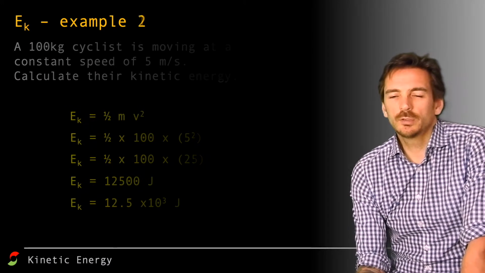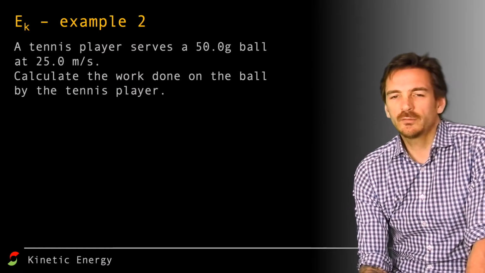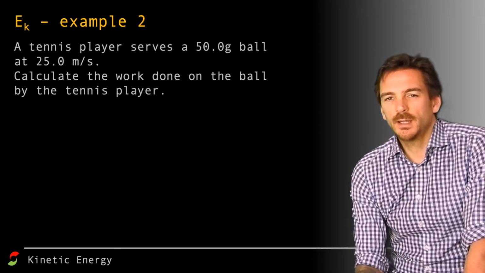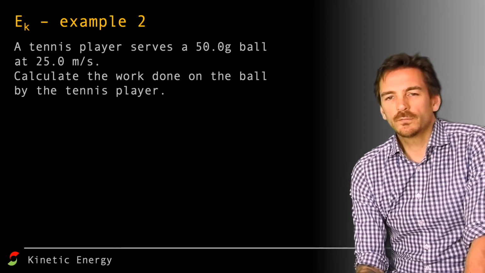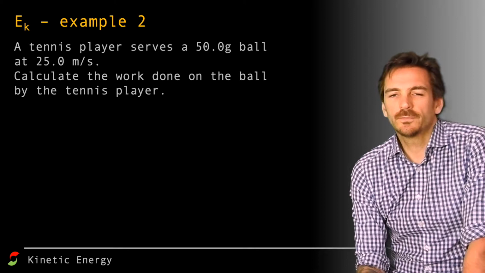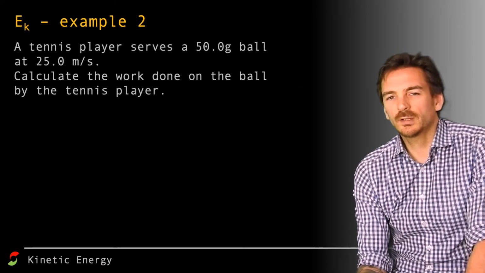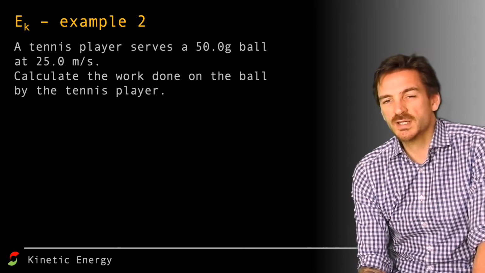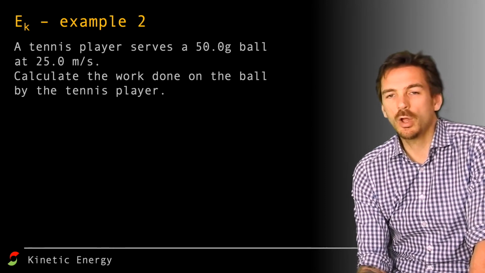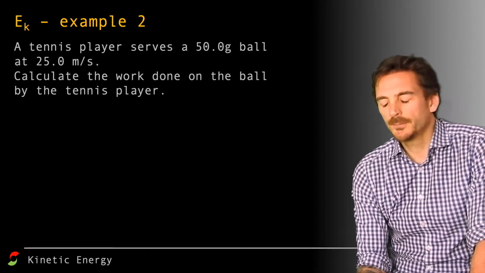So in a second example, a little bit harder still, we're going to look at a tennis player serving a 50-gram ball going from 0 meters per second to 25 meters per second. What makes this one a little bit different is it doesn't specifically say calculate the kinetic energy, it says calculate the work done on the ball by the tennis player.